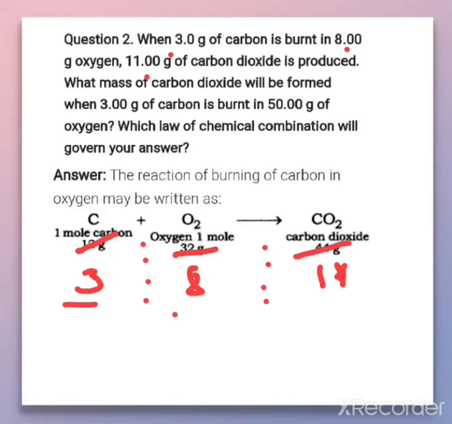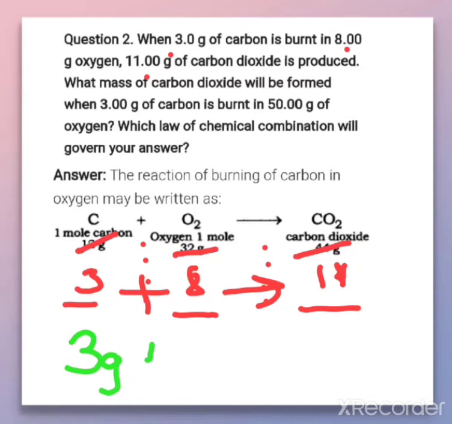So that means we can say that 3 gram of carbon is reacting with 8 gram of oxygen, giving rise to 11 gram of carbon dioxide. The question asked is, if 3 gram of carbon is burnt in 50 gram of oxygen, what will be the product? This is the question which is asked here.